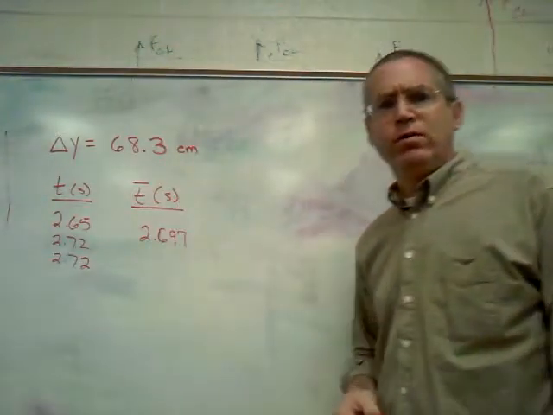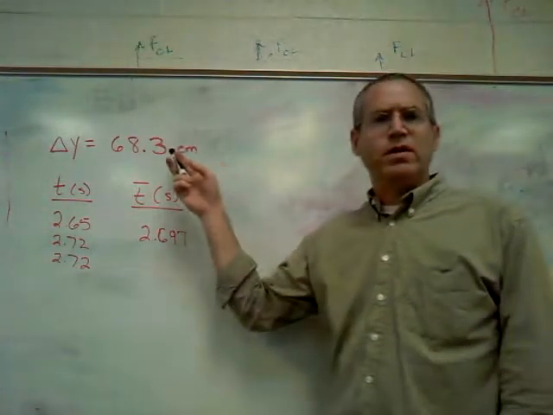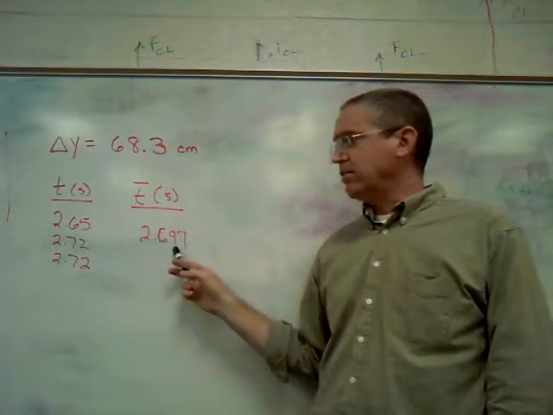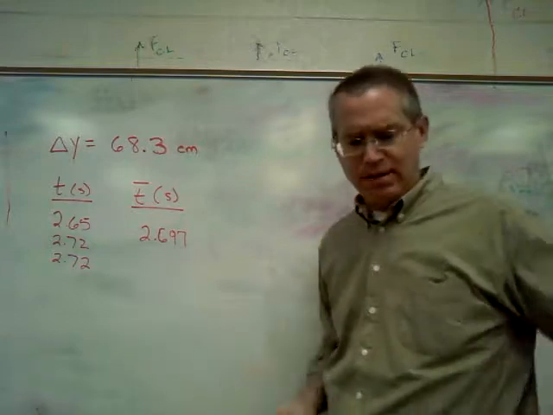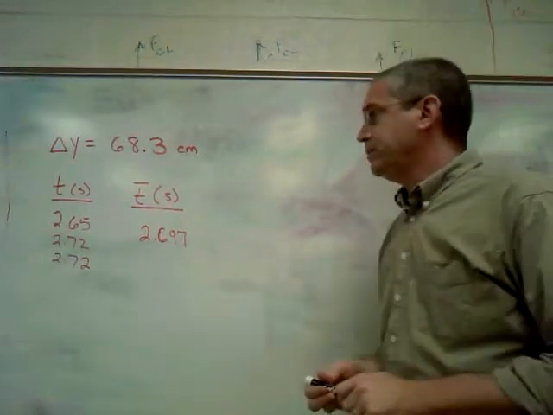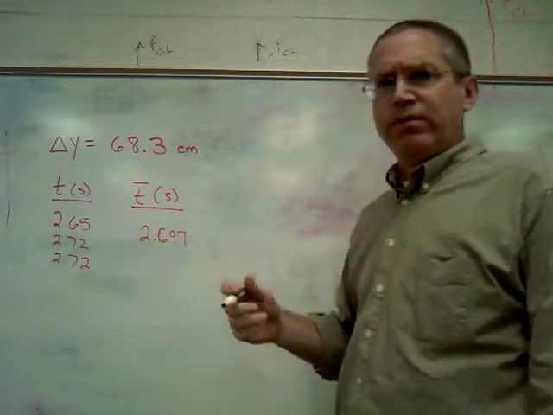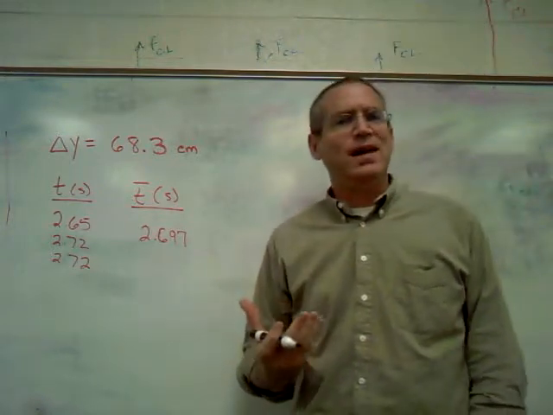All right, here we are ready to do the analysis. So this is the information that I had last time. 68.3 centimeters was the fall, and average time of 2.697. Assume I did that one correctly. Now, as we are doing the analysis, we have to first figure out what is the work done.